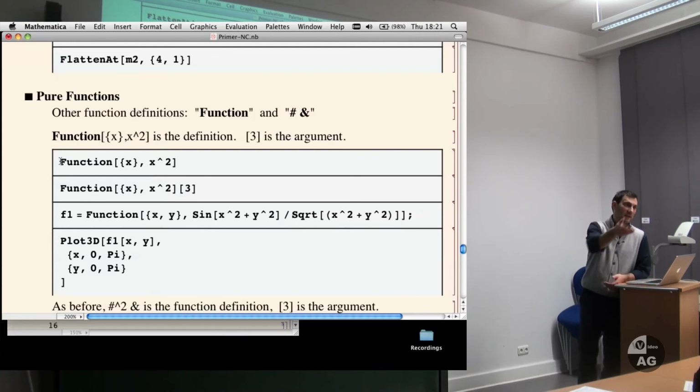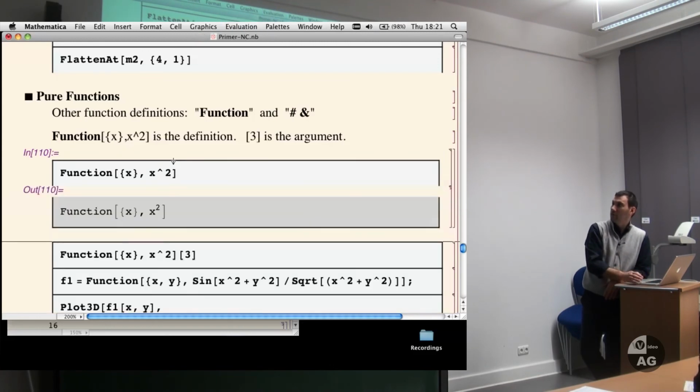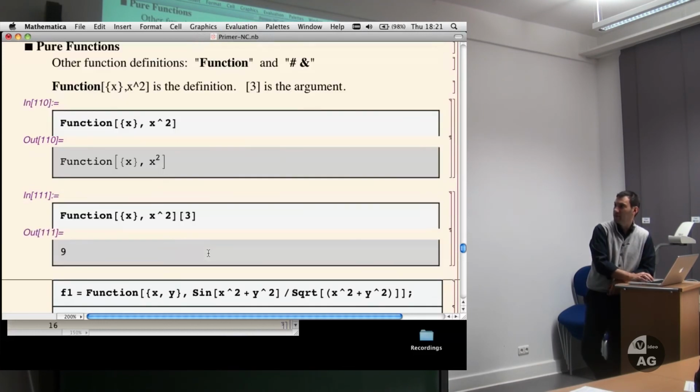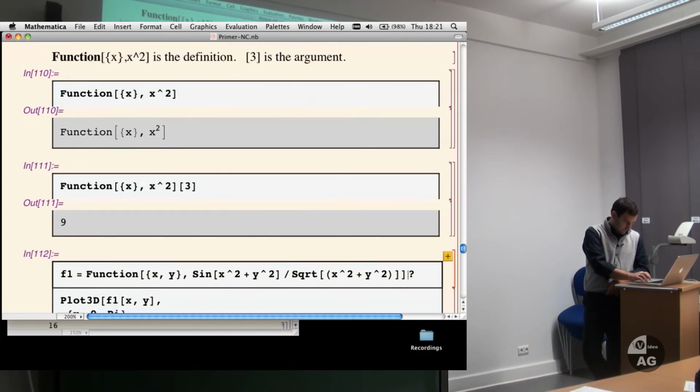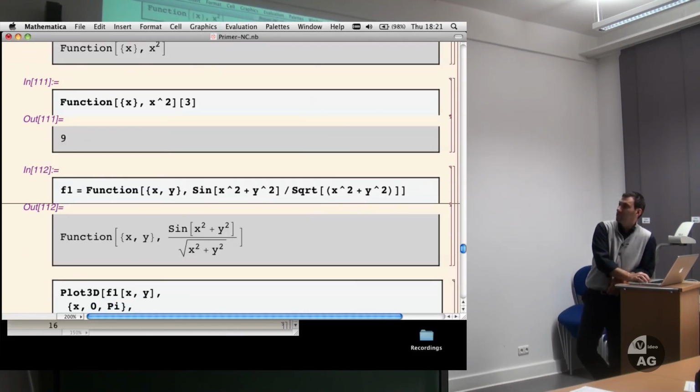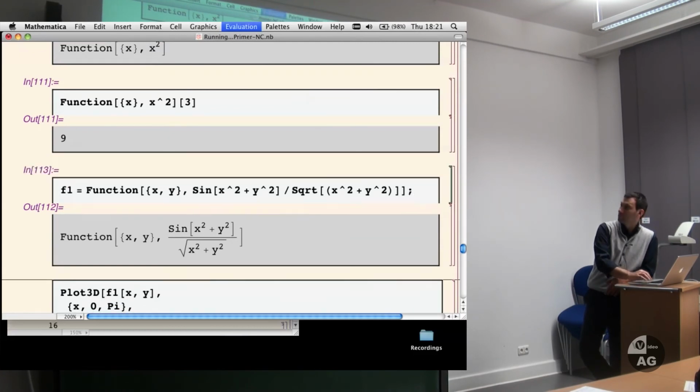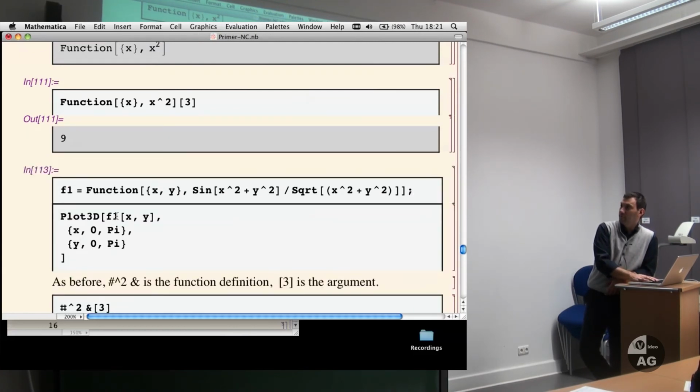Or you assign it to something. Let's say right now this returns a function, so it doesn't return any value, it returns the function definition, but I cannot use it. If I pass an argument right away, I get a 9. Okay, here is a function definition, and I assign it to this guy f1. And now I can use f1.